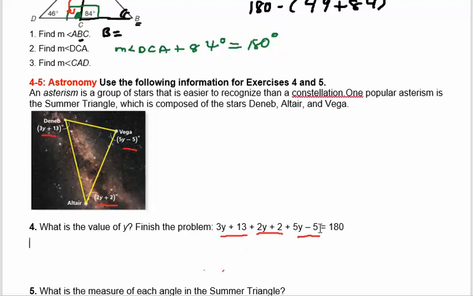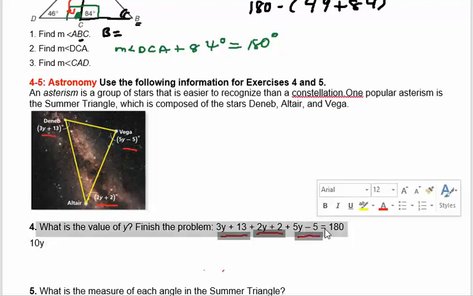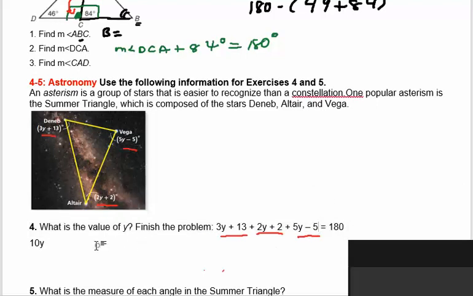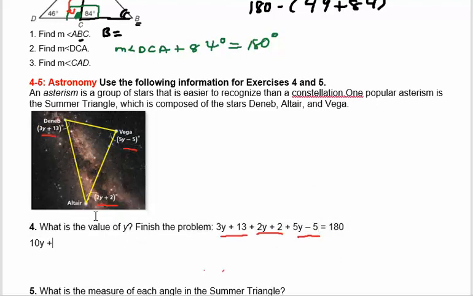And add your like terms together. 3y plus 2y plus 5y is 10y. And then for the constants, 13 plus 2 is 15, and this is a minus 5, so 15 minus 5 is a plus 10, and that'll be equal to the 180. Then you solve that equation, and you'll find what y is equal to.